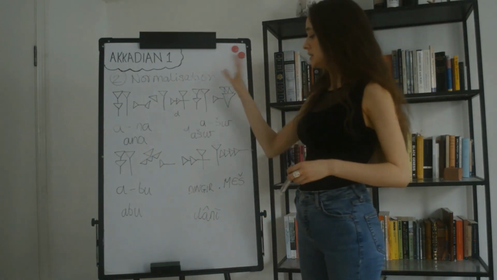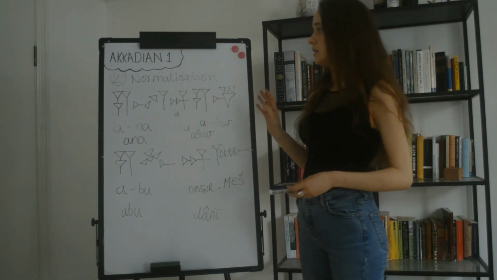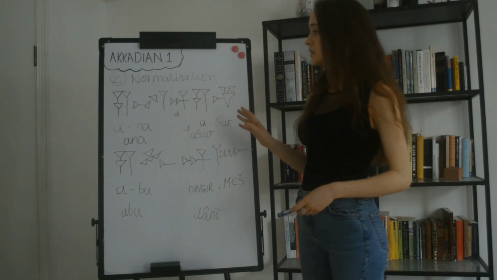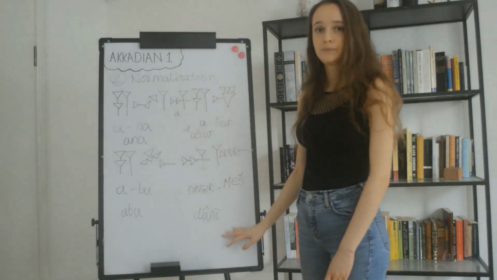So that is our normalisation process completed. And the third step is translation. So roughly this sentence will read, for Asher, father of the gods.